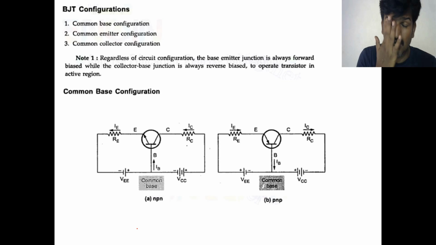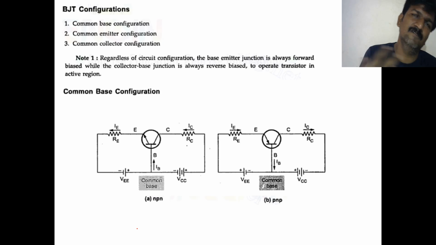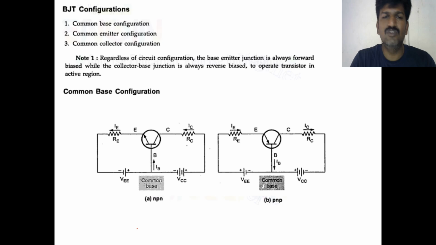If the emitter is grounded, that is a common emitter configuration. It means the emitter is going to be common for the collector as well as the base. If you ground the collector, that collector will be common for the emitter as well as the base, and you call it a common collector configuration. Just roughly go through this: what is this common base? The base is connected to the ground.